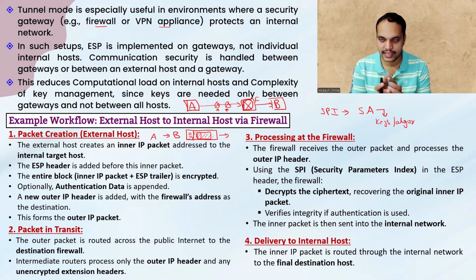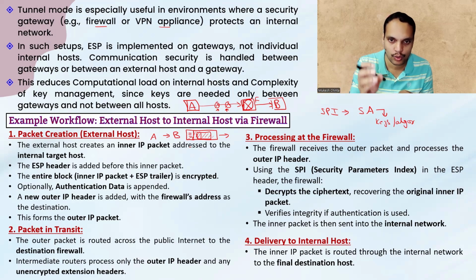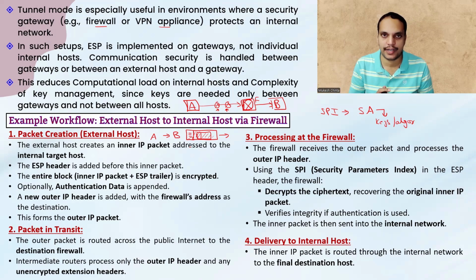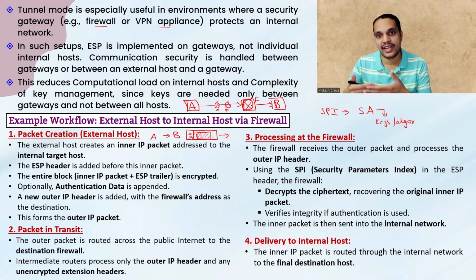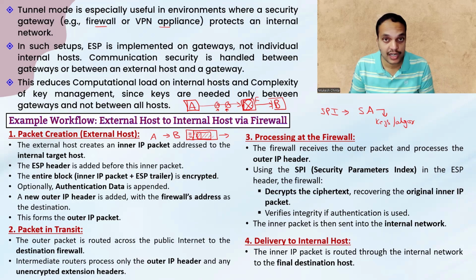So A creates a packet, it goes to ESP, and ESP will put this packet inside another, outer packet, add the destination address of the firewall or the appliance that controls the network, and transmit it in tunnel mode. This will go towards the firewall, and only then does the firewall receive it. It will open it, take out the inner IP packet, read the original destination address, and then forward it to the original destination, which is in the internal network. That is how tunnel mode works.